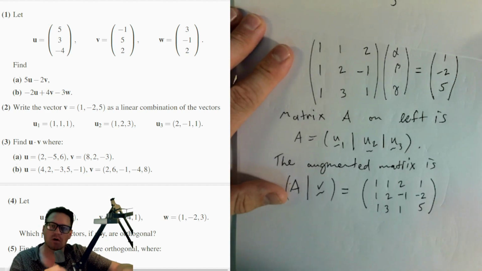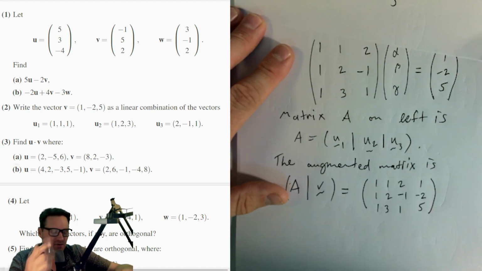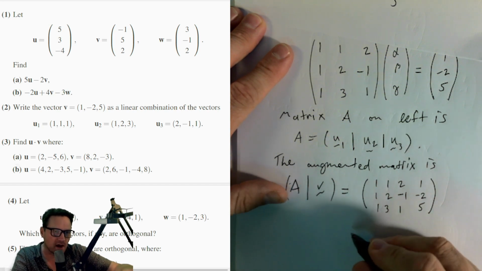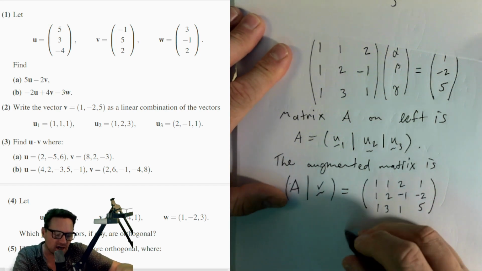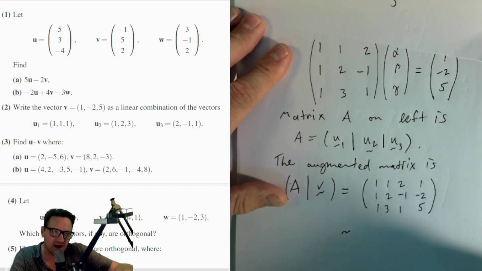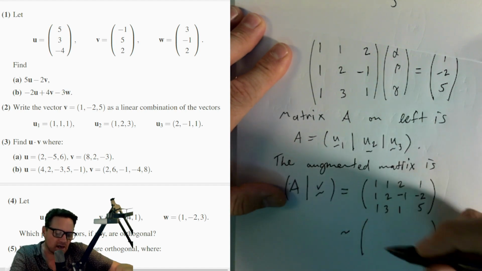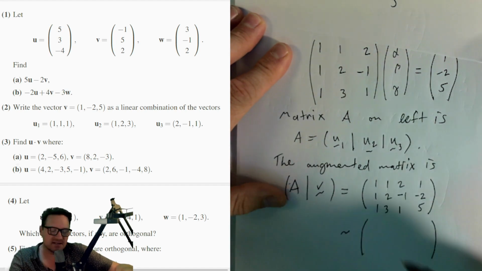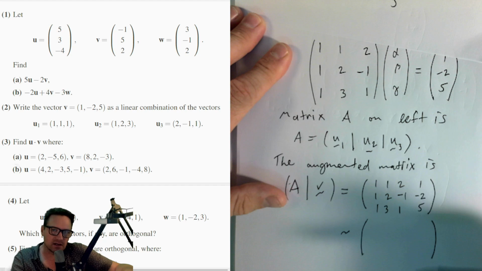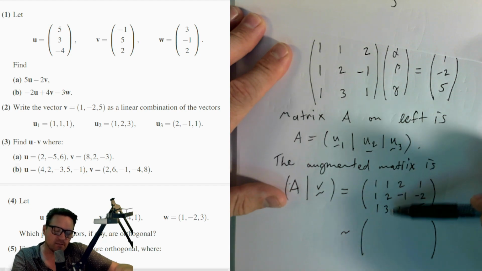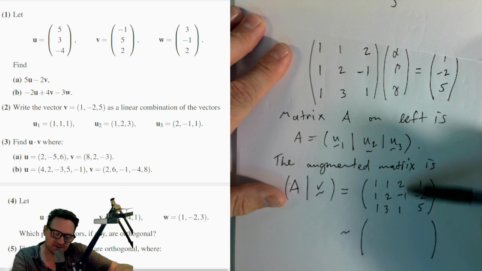Okay, so let's perform row operations on this matrix here. And when I have performed a row operation, I will use a tilde beneath rather than an equal sign. Okay, and now my goal is to get zeros under my leading pivot, to get zeros above and below my second pivot, and to get zeros above my third pivot.